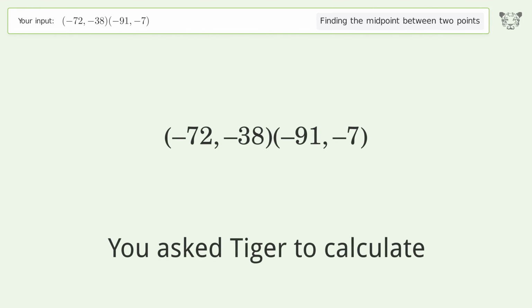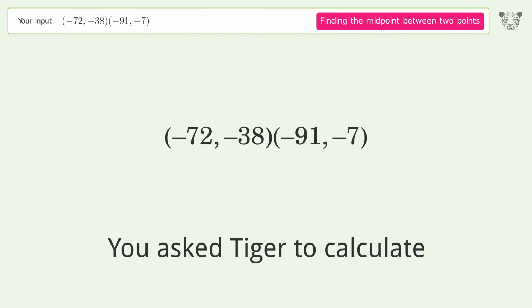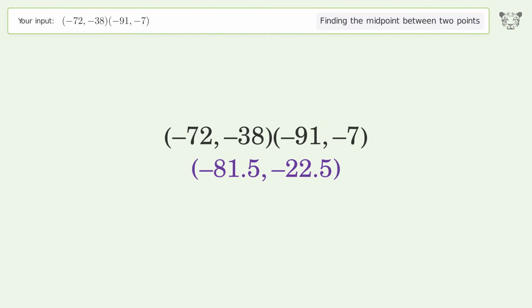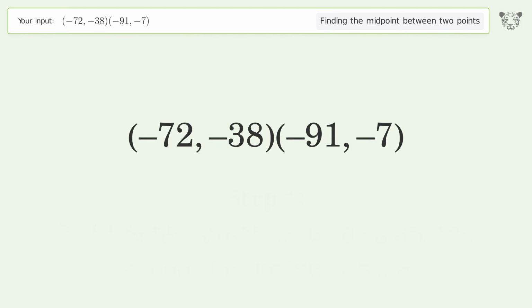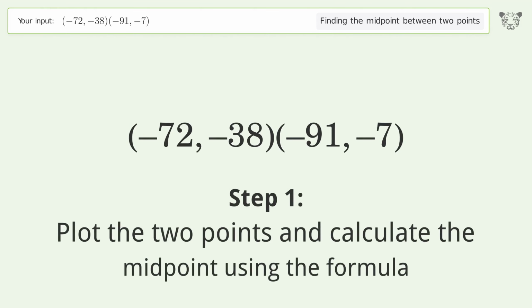You ask Tiger to calculate. This deals with finding the midpoint between 2 points. The midpoint between the 2 points is -81.5, -22.5. Let's solve it step by step. Plot the 2 points and calculate the midpoint using the formula.